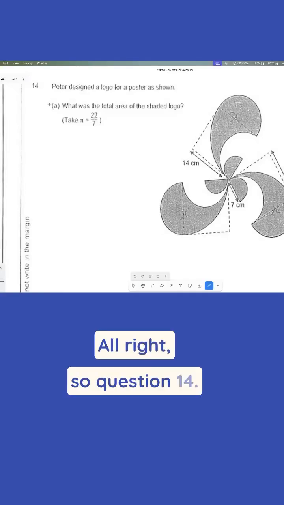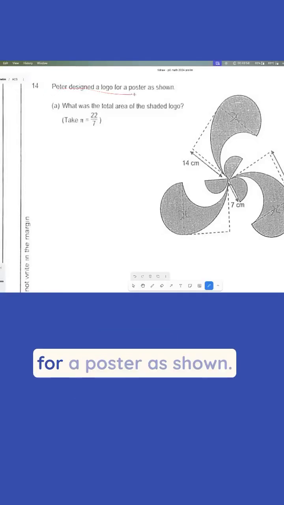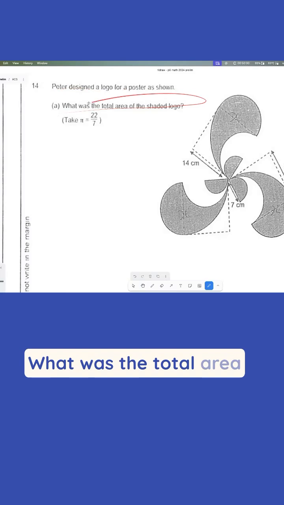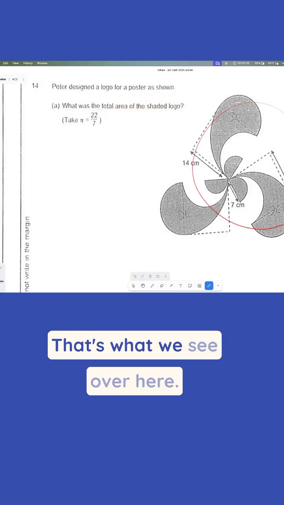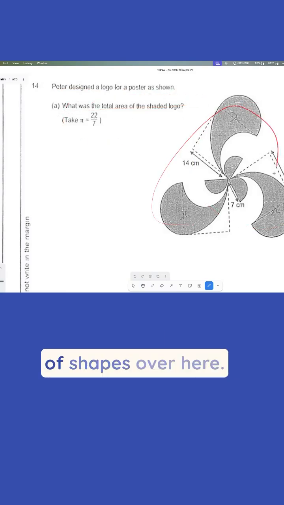All right, so question 14. Peter designed the logo for a poster as shown. What was the total area of the shaded logo? That's what we see over here. Okay, so we have a couple of shapes over here.